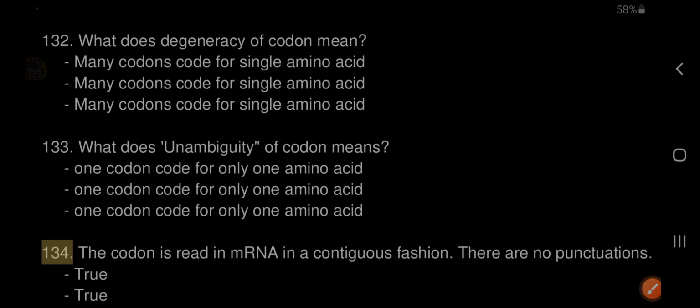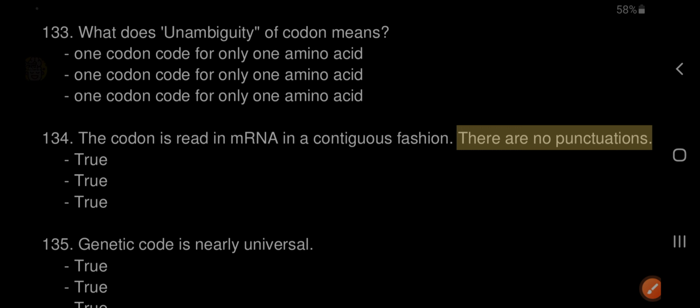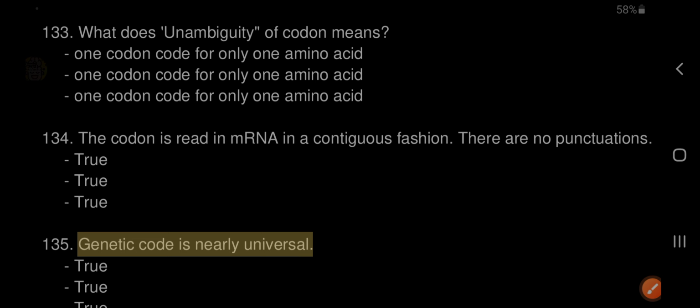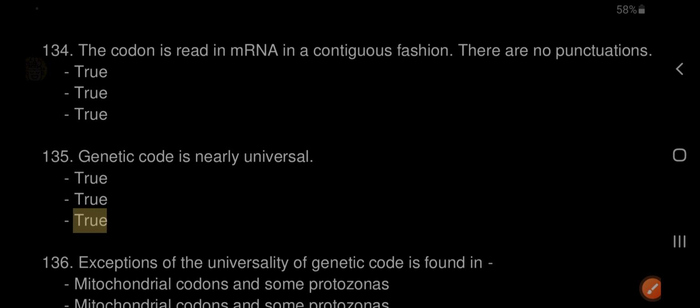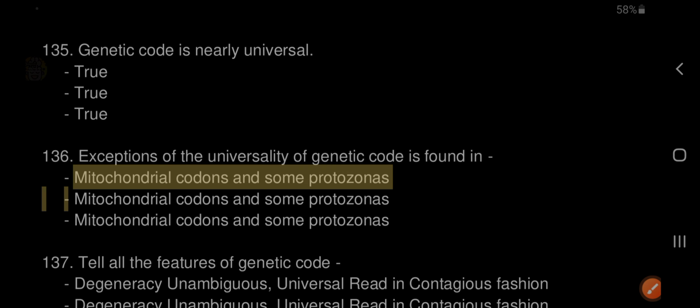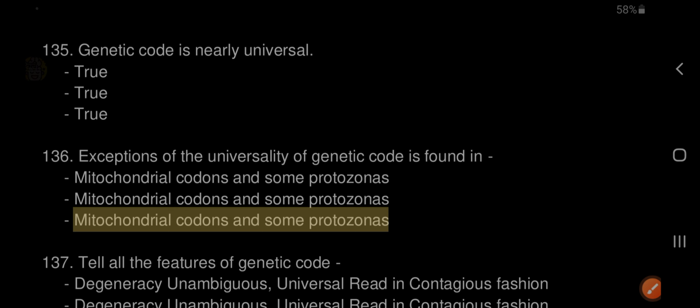134. The codon is read in mRNA in a contiguous fashion. There are no punctuations. True. 135. Genetic code is nearly universal. True. 136. Exceptions to the universality of genetic code are found in mitochondrial codons and some protozoans.